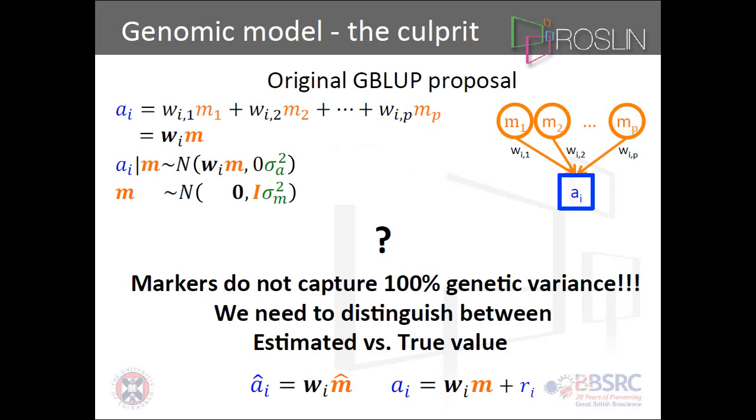So if we look at the GBLUP model, the way it was originally proposed was that the breeding value is defined completely by the inner product of marker genotypes and the marker effects. I am using notation W for marker genotypes and M for marker effects. Now what this implicitly assumes is that, conditional on the marker effects, there is no uncertainty in the estimate of breeding value. And we know that this is not true because markers are simply not capturing all the variance.